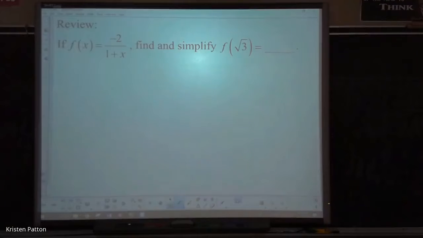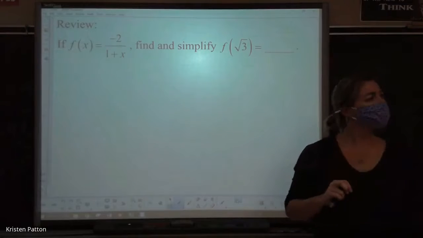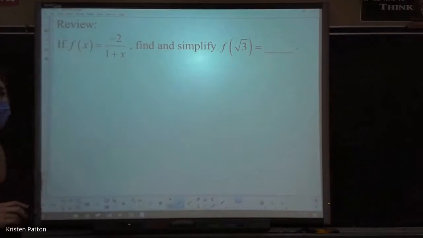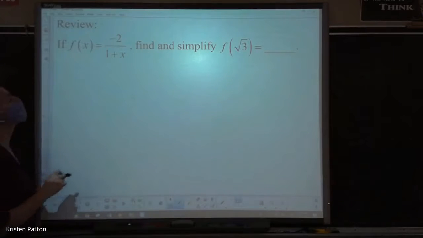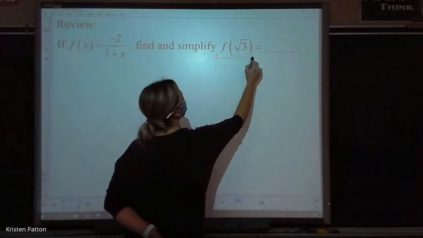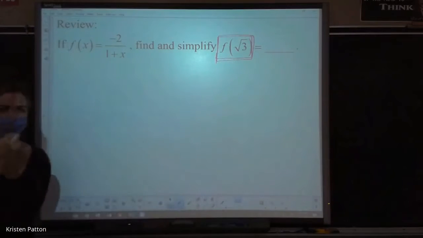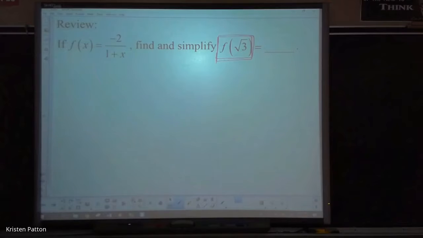Jalen, what are they asking us to do here? Simplify. We will simplify, but the question is what? What are we going to simplify? What are we going to do first? Let me rephrase my question. How do we find f of radical 3? What is that telling us to do? 1/3.